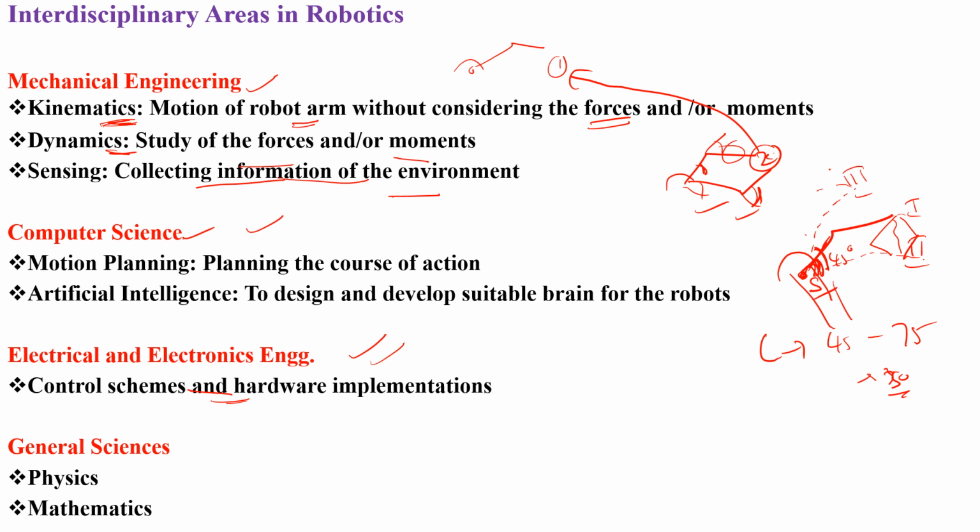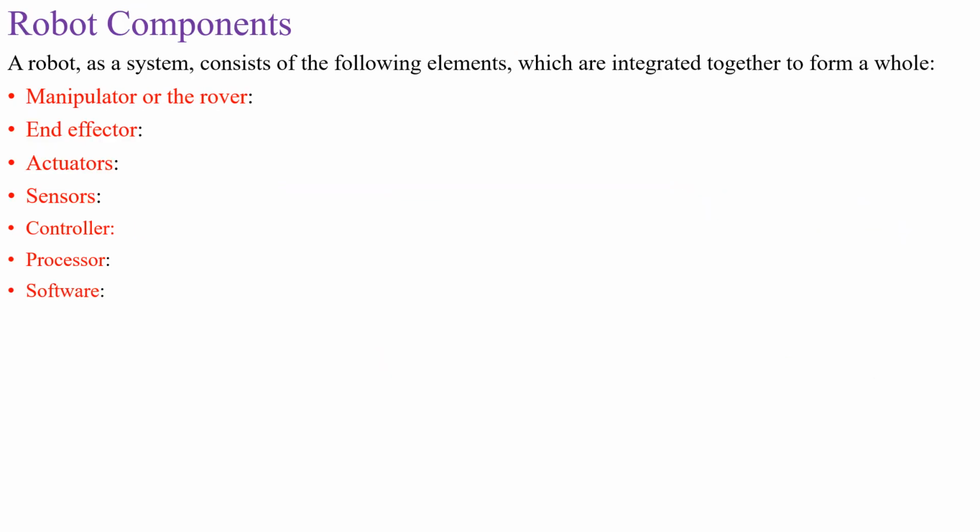Then general sciences. Hence we can say robotics is an interdisciplinary area. Then what are the robot components? So the first thing is the manipulator.